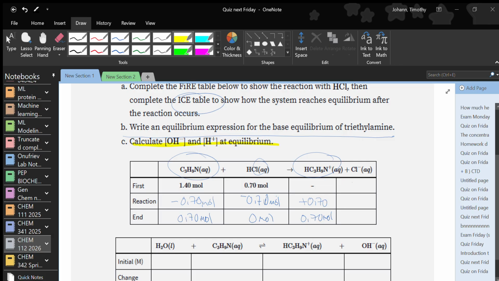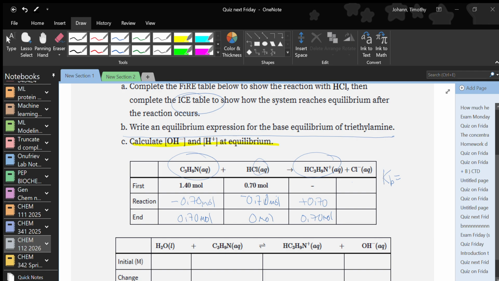But before we do that, go ahead and write an equilibrium expression for this base equilibrium. So that's going to be Kb equals... this is a base equilibrium. We have a base reacting. Actually, this is our equilibrium down here. This is what they want you to do. Do it for this one, not this one.